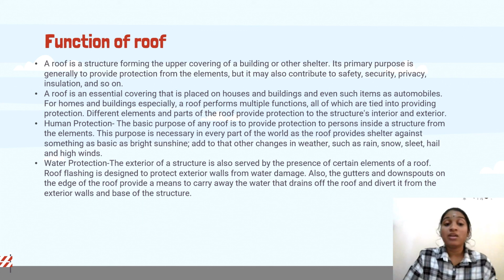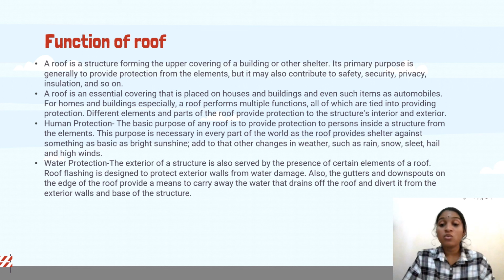Water protection. The exterior of a structure is also served by the presence of certain elements of a roof. Roof flashing is designed to protect exterior walls from water damage. Also, the gutters and downspouts on the edges of the roof provide a means to carry away the water that drains off the roof and divert it from the exterior walls and base of the structure.